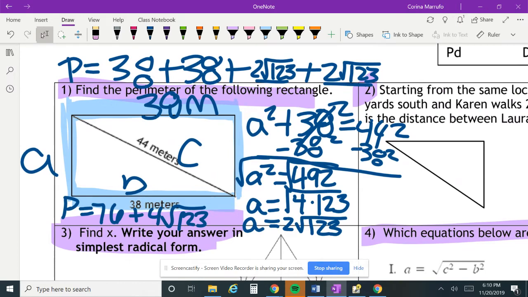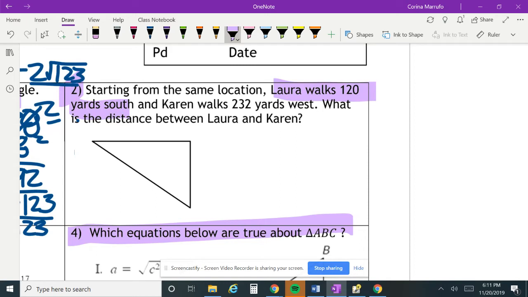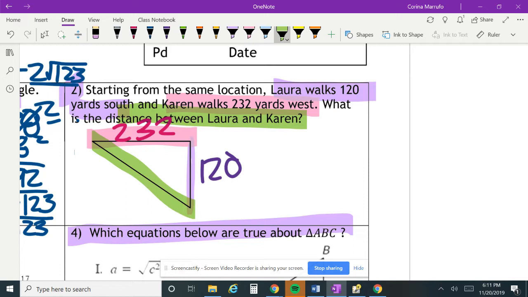All right, the next one. Here it says starting from the same location, Laura walks 120 yards south and Karen walks 232 west. I'm going to erase all this to get out of the way. So Laura walks 120 yards south, so this is going to be 120. And Karen walks 232 west, that means this is 232. Then it asks us what is the distance between Laura and Karen, so we are looking for this distance here.